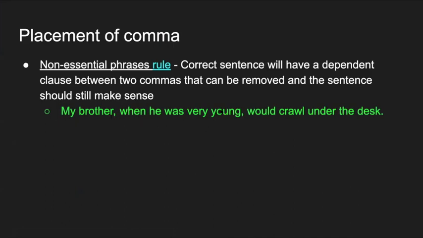So when he was very young, if I remove it, because it's between two commas, it can be removed, and it's a dependent sentence. When he was very young is not an independent sentence. Therefore, if I remove it, my brother would crawl under the desk is a good sentence. And therefore, this is a correct sentence. So the non-essential phrase in this case is this phrase. It's non-essential.